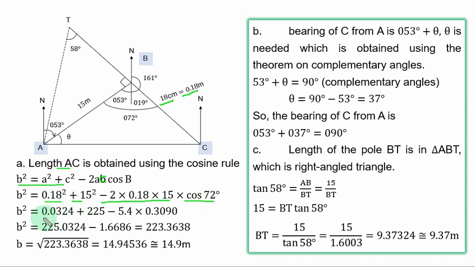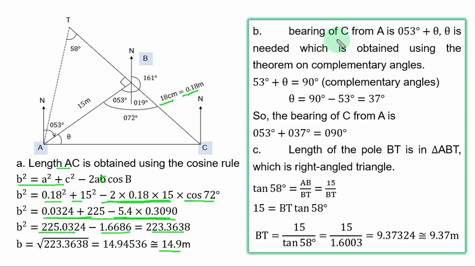If you simplify, you have this result. Square of this is this, 15 squared is 225. You multiply these three numbers, you have this result. You check cos 72 degrees, you have this result. If you add these two numbers, you have this result. You multiply these two numbers, you have this result. After subtraction, you get this. To get B, which is length AC, you have to take the square root of both sides, and you have 14.9 meters to 3SF. That is A part.